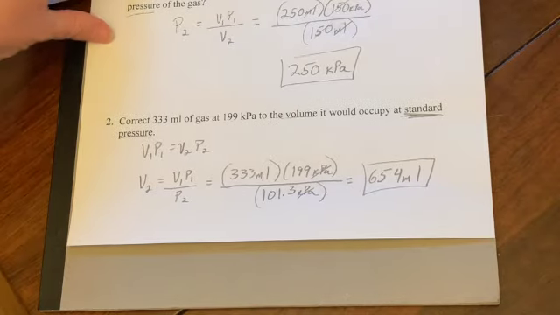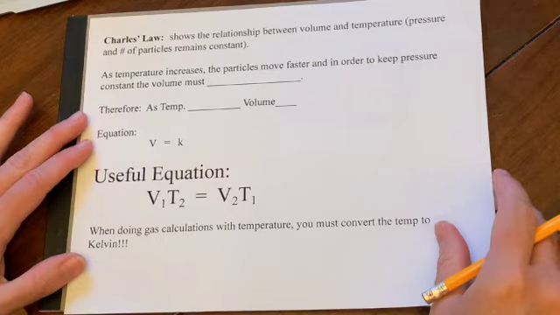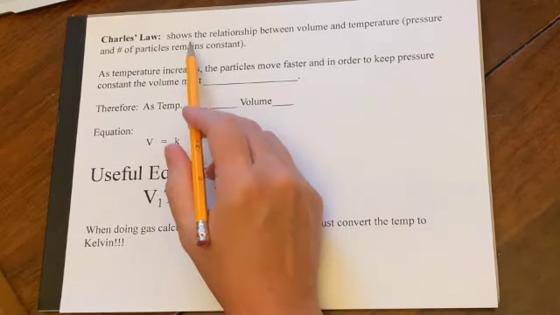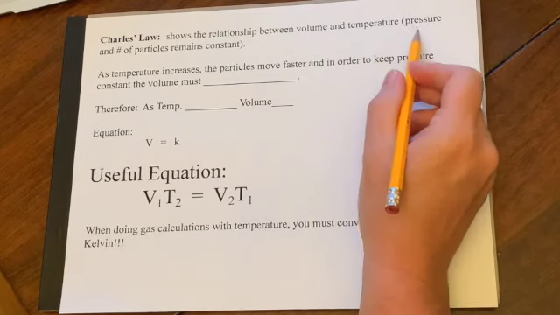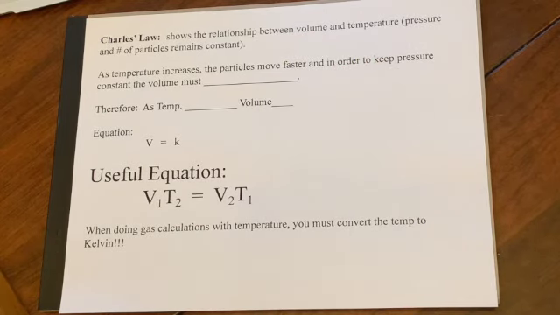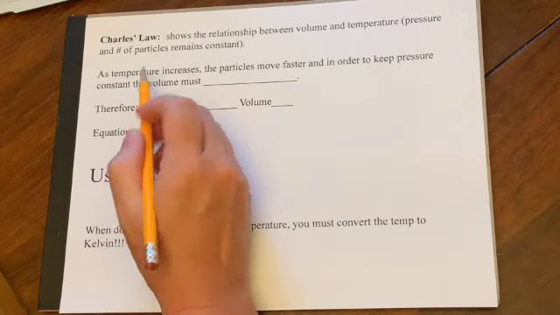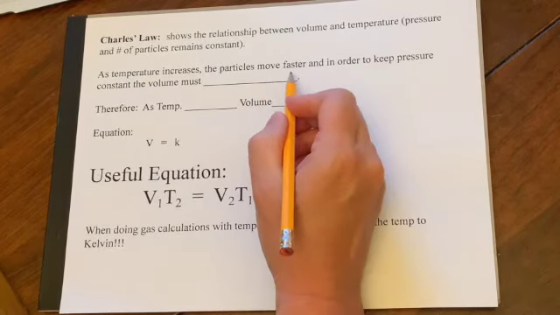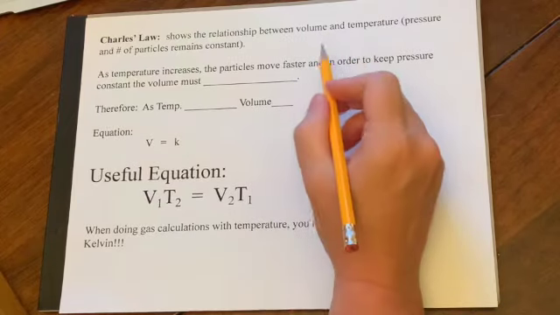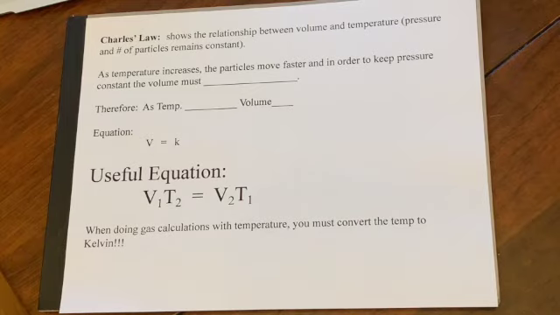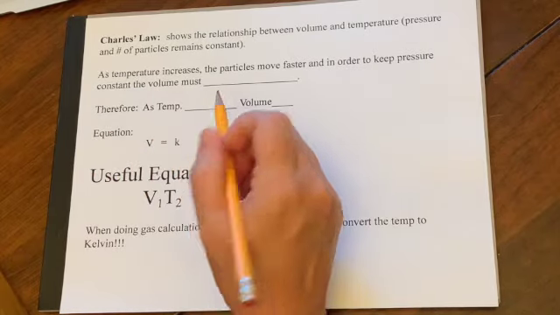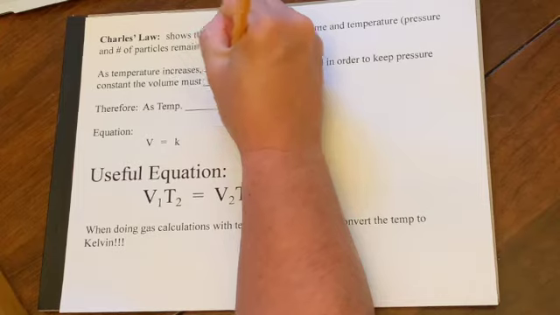So now let's talk about our next gas law, which is Charles's law. Charles's law shows the relationship between volume and temperature. This time, your pressure is going to remain constant. Here we go. As temperature increases, the particles move faster. And this is the important part: in order to keep the pressure constant, which we have to for Charles, the volume must increase.